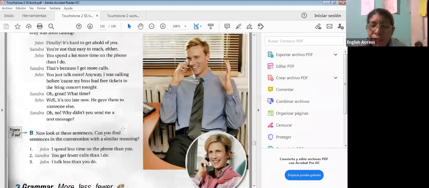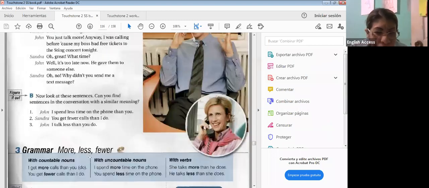I have some exercises, but first of all, I want you to look at something. Well, here below, we have the grammar chart, Luis. In the grammar chart, we are using more, less, and fewer. And as you can see, we have three different columns, okay? In column number one, it says with countable nouns. Number two, with uncountable nouns. And number three, with verbs. Okay, let's begin with the first one. It says, I get more calls than you, or I get more calls than you do. You get fewer calls than I do.